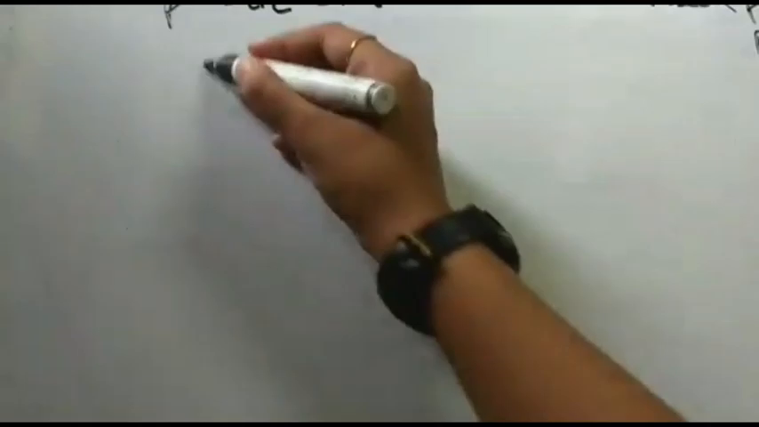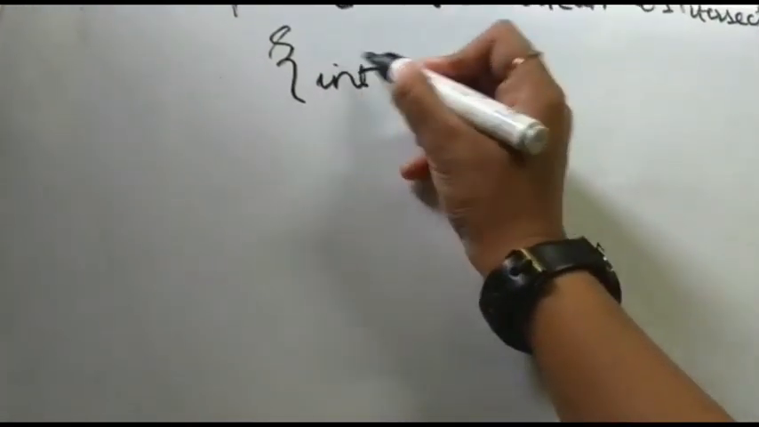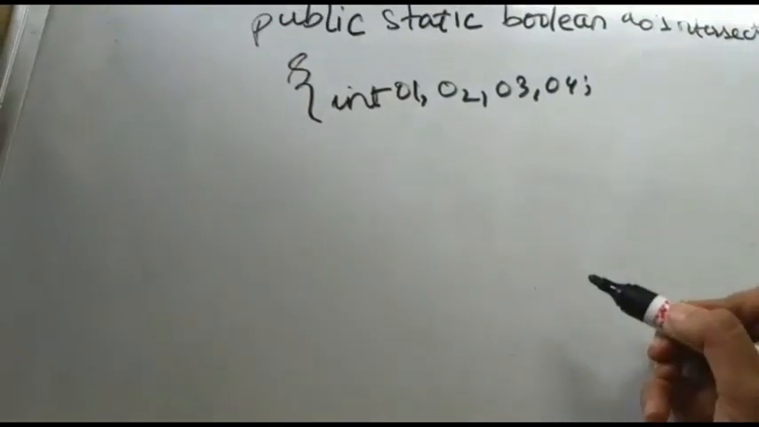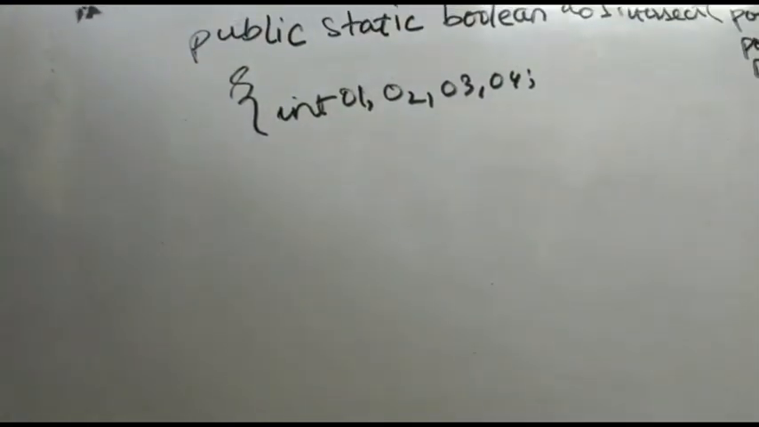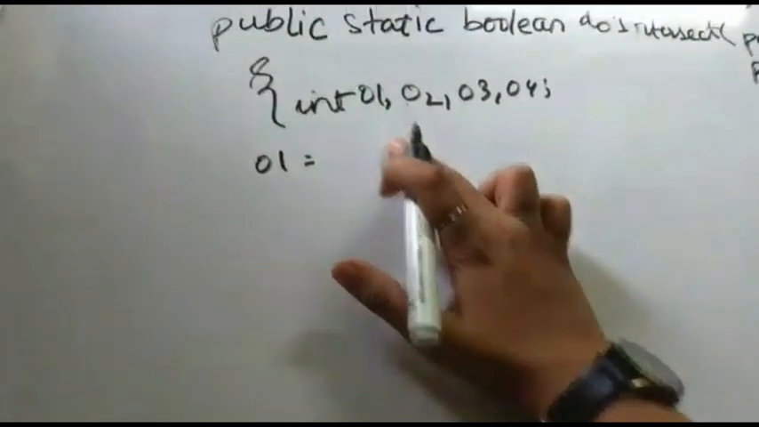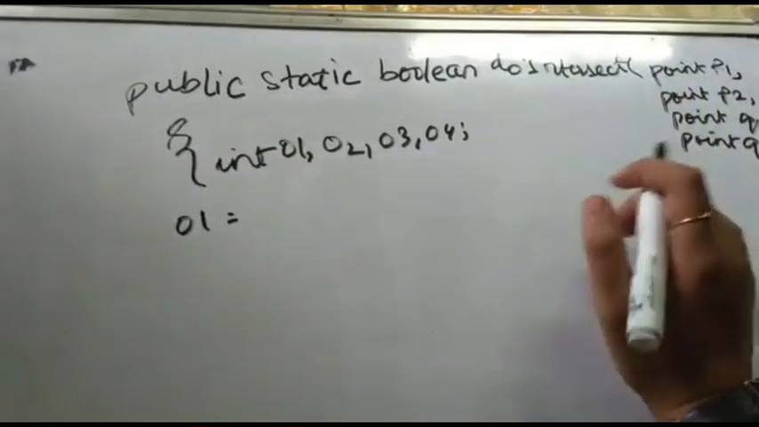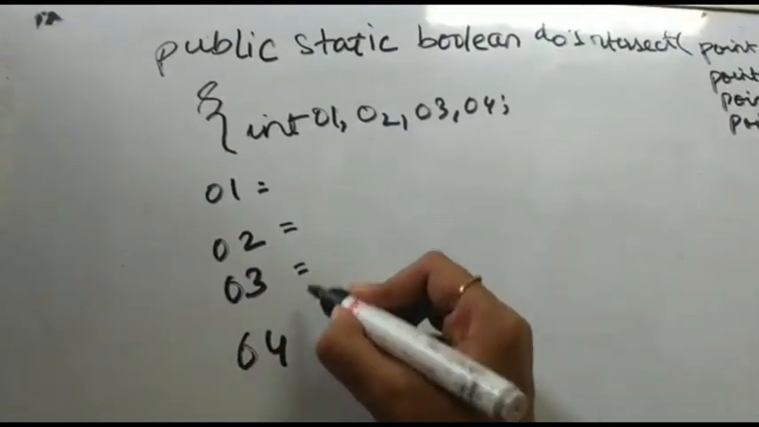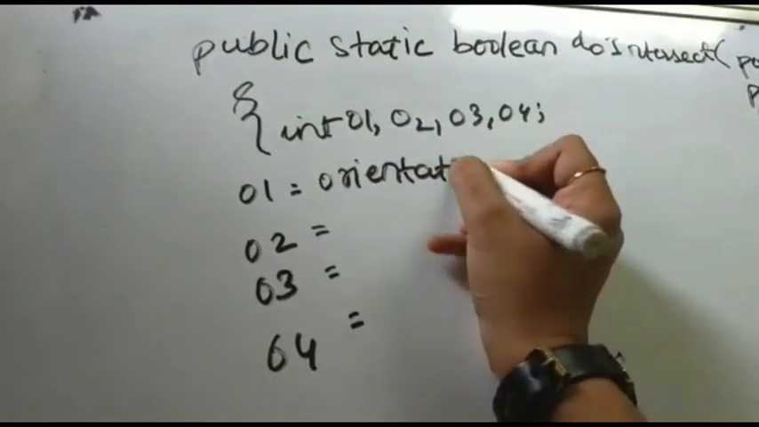So first of all, we are going to calculate the orientation of 4 points. Let us say we have 4 integers, int o1, o2, o3 and o4. First of all, we are going to find the orientation of all these points so that we know whether these points lie on the polygon or not. So these integers are going to store the orientations of these 4 points in different combinations. So I'm going to write o1, o2, o3 and o4, and all of them are calling the orientation function.